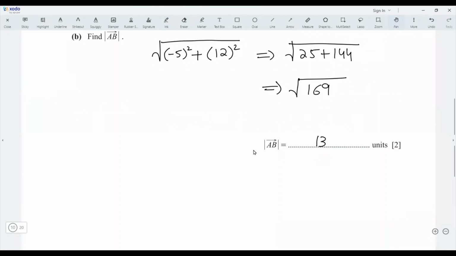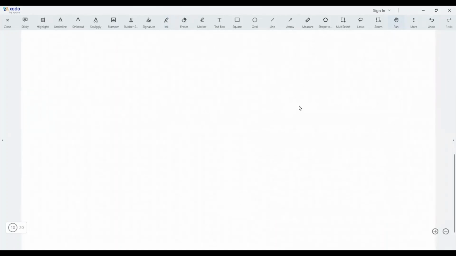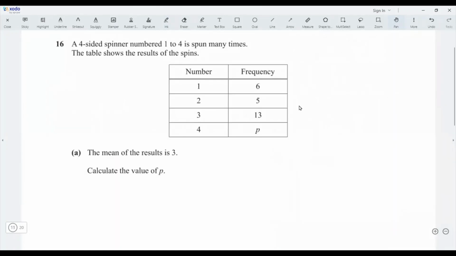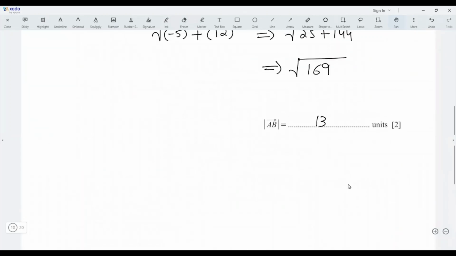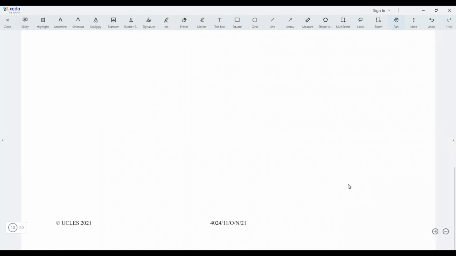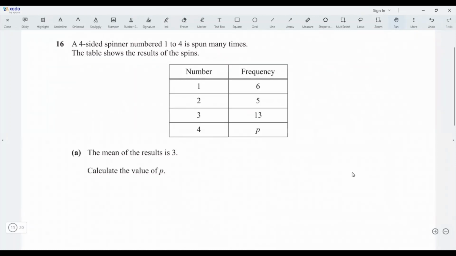So moving towards the next question, onto the next page. It's question number 16, and it's related to mean. The mean of the result is given, that is 3. We have to find the value of p. So what is mean? The formula is summation fx, the sum of data, divided by summation f, the number of data. Mean is given, so I have to replace it with 3 here.